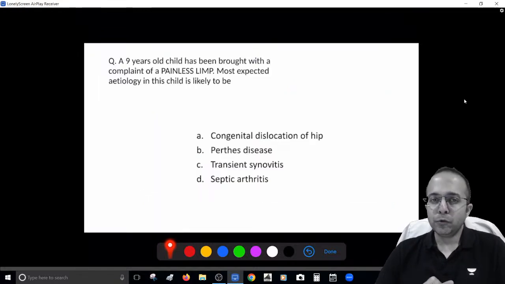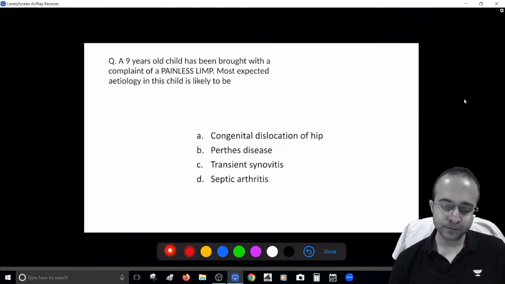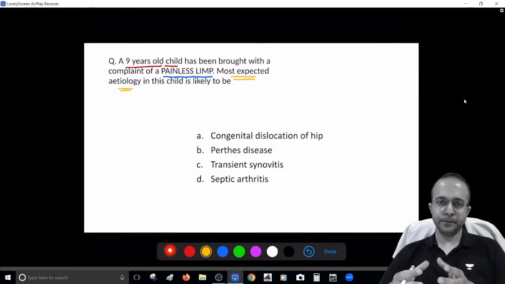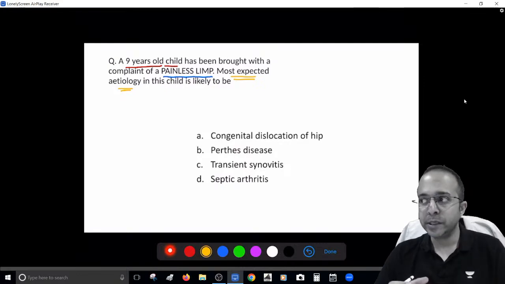Now please submit your guesses on this one. Although the history is too little here to conclude a diagnosis, there's a 9 year old child who's come to you with a painless limp, and you've been asked the most expected etiology. Mind you, with this little history it is very difficult to conclude, but certainly there are some options. You'll keep them on a priority basis. What would those options be? That's what I wish to know.